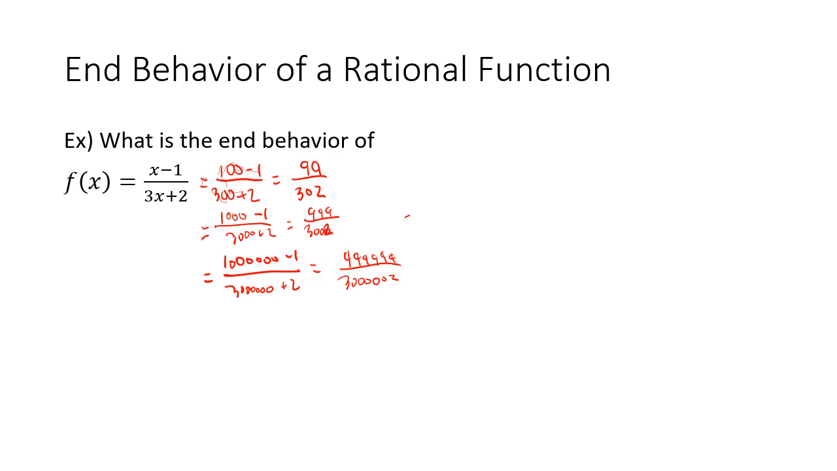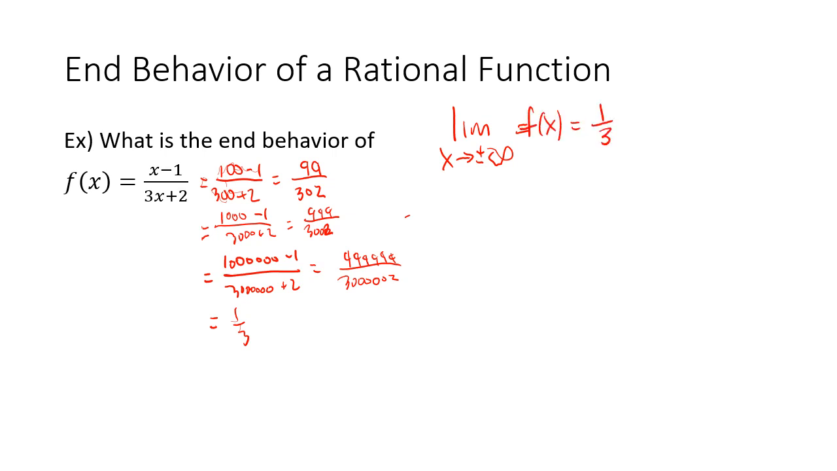If you could imagine going to infinity, you would have basically 1/3 as you plugged in values. We can't plug in infinity itself, so what we can say is that the end behavior of this function, the limit as x approaches positive or negative infinity of f of x, is going to be 1/3.